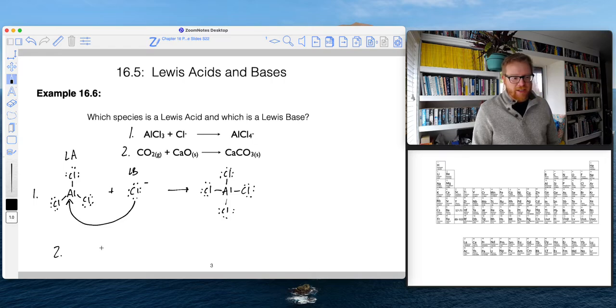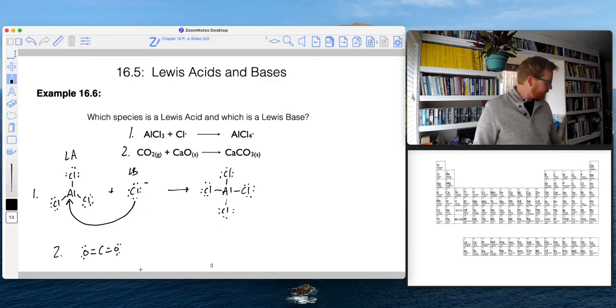So once again, we're going to get those Lewis structures. Hopefully you remember the Lewis structure of carbon dioxide looks something like this. It's got the double bond and the 2 lone pairs surrounding.